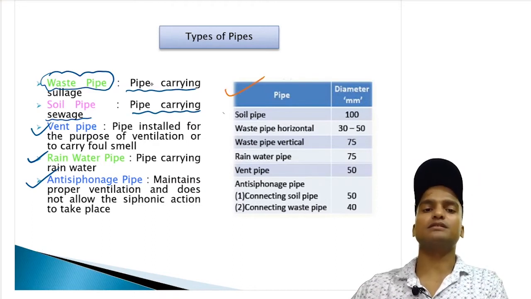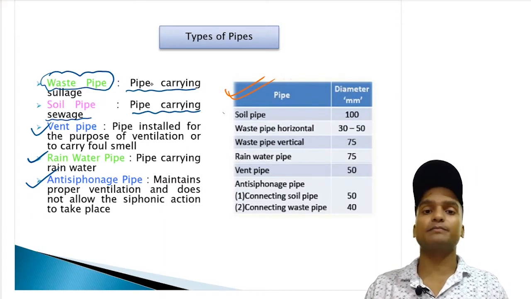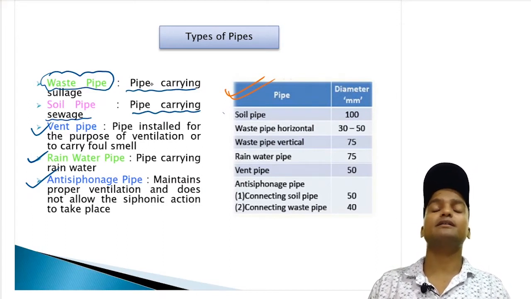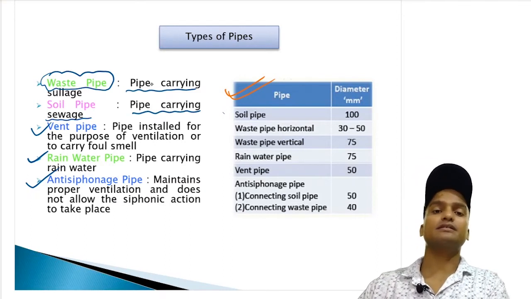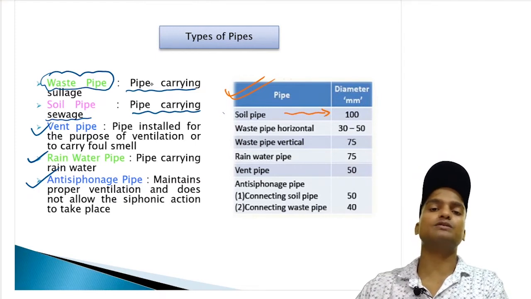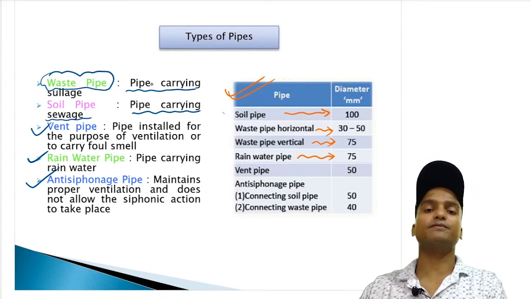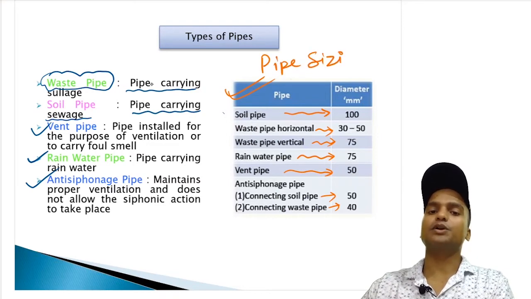Just like you are seeing this table here. In the first column you are seeing different types of pipe, and corresponding to that different sizes of pipe is listed in the second column. Just like if we are going to provide soil pipe, we have to use pipe diameter 100 mm, and for rainwater pipe 75 mm diameter, vent pipe 50 mm diameter. So this is called pipe sizing, and this is also a part of our topic.